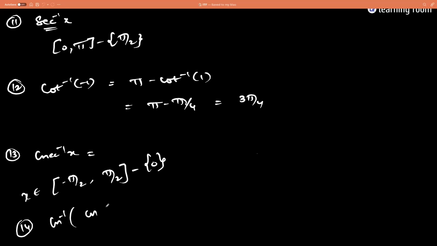14. Cos inverse of cos of. See, if I write it like this, no, it is cos, understand. If I write cot, I'll put this line. Please adjust with my handwriting. So cos inverse of cos of minus pi by 3. Answer.